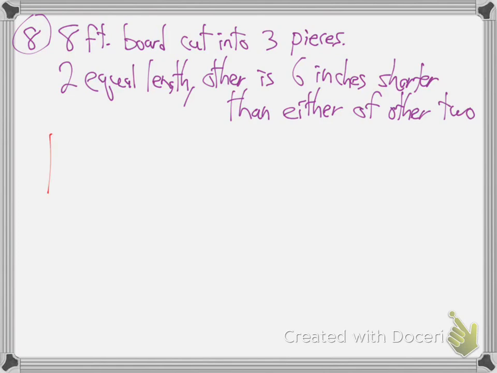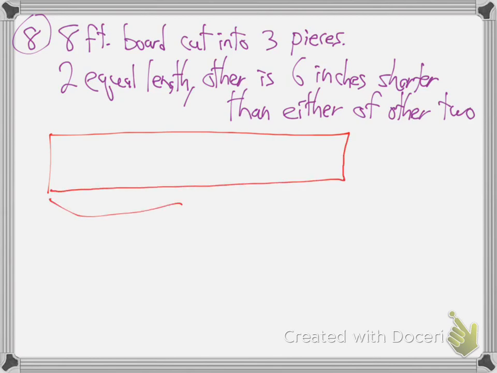So maybe a little picture would help. We have an 8-foot board. We're going to cut 2 equal-length pieces, like that long, maybe a little bit longer. Yeah, that's too far. Maybe like that, and then a short one. 2 equal length and then a shorter one, right?